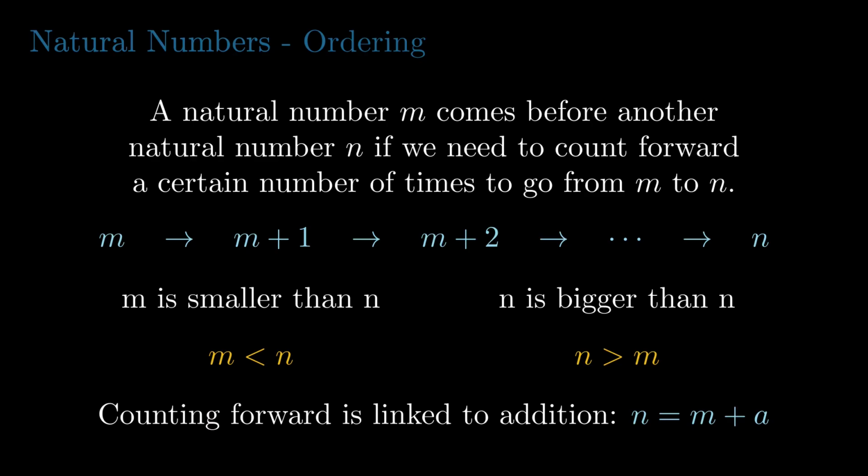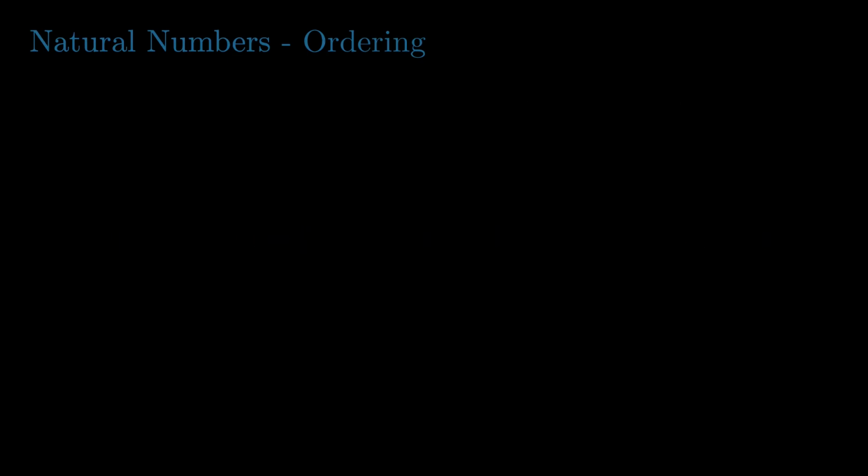Last but not least, it is possible to indicate that a number can be smaller than or equal to another. We can write m is less or equal than n. Also, the other case of n is greater or equal to m can be written as well, indicating that n can be also equal to m. Fantastic!